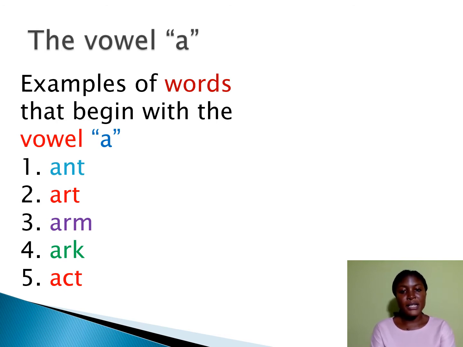We all know it stands for the letter A, but it sounds A. Now examples of words that begin with the vowel A are ant. We all know the animal ant. We mostly see them on the floor and sometimes they give us a bite. We also have art. When someone designs something or draws something, it is an art. We have the arm. We all know the human arm. We have an arc. And then we have act. To see someone doing something is what? An act. So let's go over the examples again.